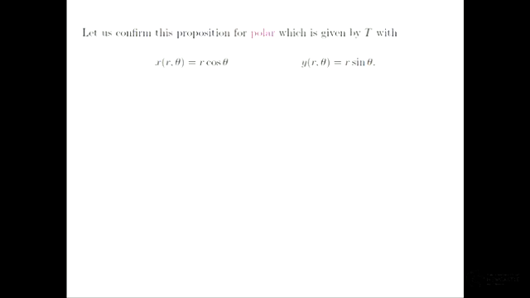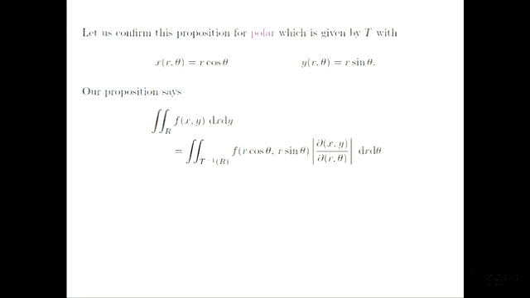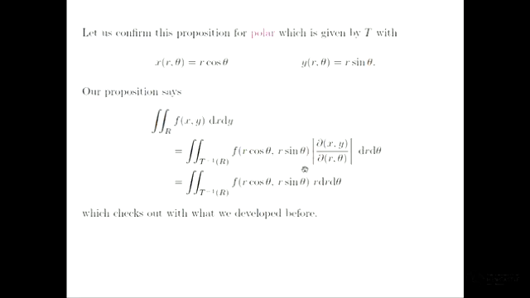Okay, so let's confirm this proposition for polar, which is given by a transformation with these components. And I think maybe this will be the last thing that we can do today. If you give me a length and an angle, then I can give you an x. That's r cos theta. If you give me a length and an angle, I can give you a y. That's r sin theta. Our proposition says that to integrate over R of a Cartesian function f(x,y) dx dy means that I have to find a transformation that maps to R. It has a region which maps to it. I change x and y to r cos theta and r sin theta. I multiply by the Jacobian here, dr d theta. And we get the double integral over the inverse transformation of R, f of r cos theta, r sin theta, r dr d theta, which checks out with what we developed before.